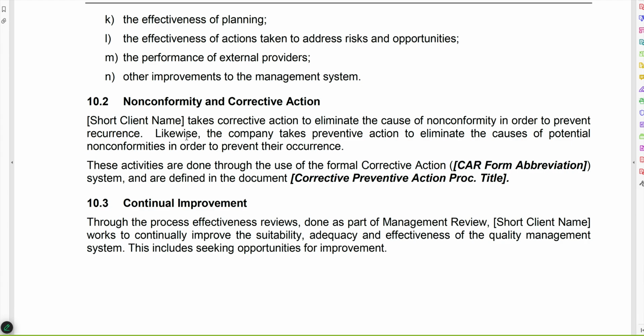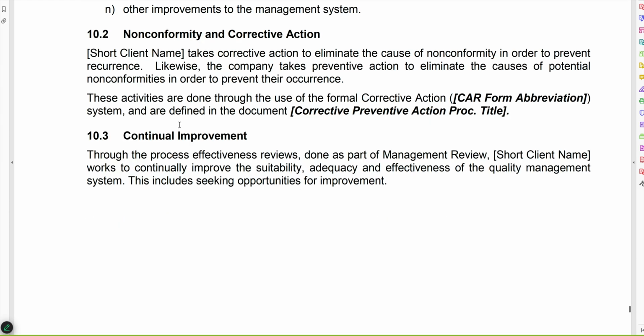So now let's talk about section 10.2, non-conformity and corrective actions. We need to take corrective actions to eliminate the cause of deficiencies or non-conformities in order to prevent recurrence and, of course, prevent harm to our customers. So for this purpose, we also add an SOP that we already wrote. We have one about corrective and preventive actions, and if there is any policy related to that. I already talked about continuous improvement.